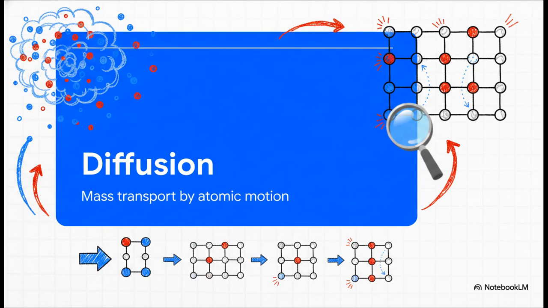Okay, let's dive into this. The official term for this movement is diffusion. Simply put, diffusion is mass transport by atomic motion. It's the step-by-step migration of atoms from one spot in a material's crystal lattice to another. Now, in gases and liquids, molecules just bounce around randomly, what we call Brownian motion. But in solids, the atoms are locked into a grid. For them to move, they need specific mechanisms. It's like a giant puzzle.